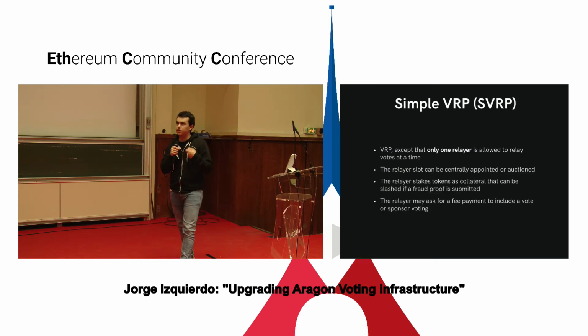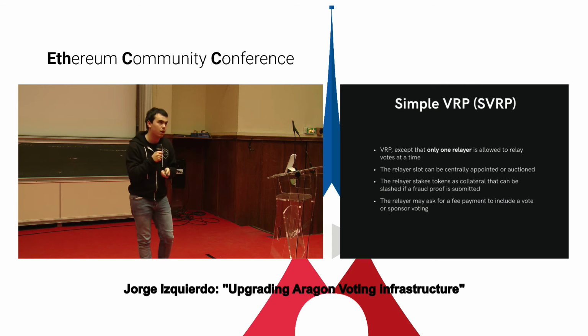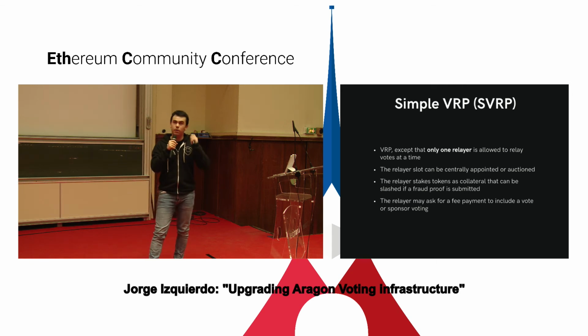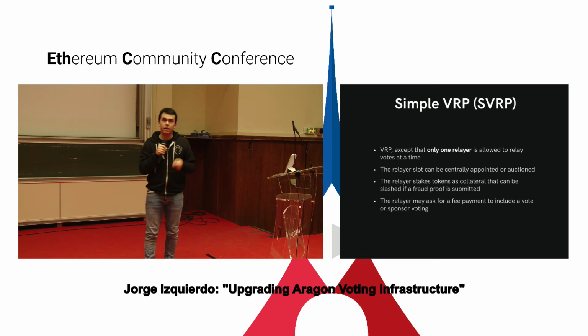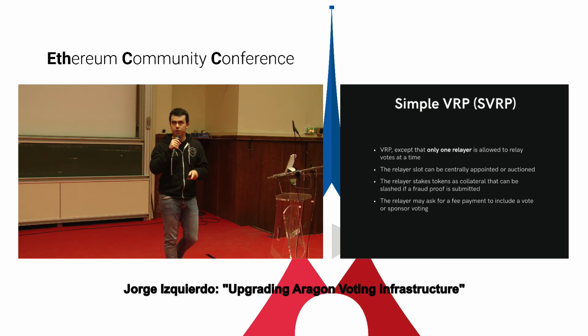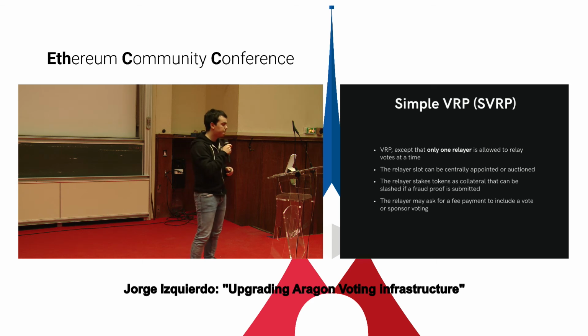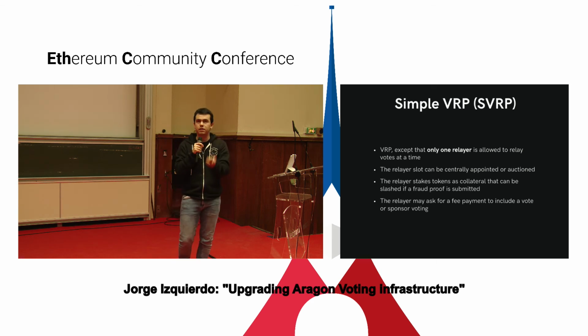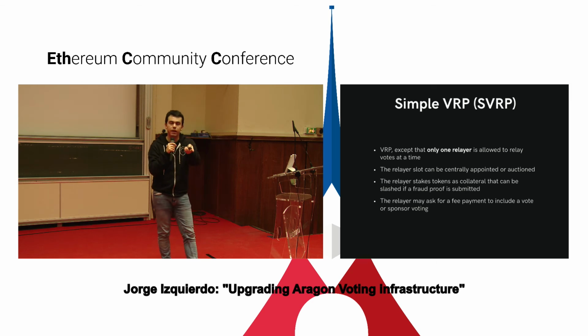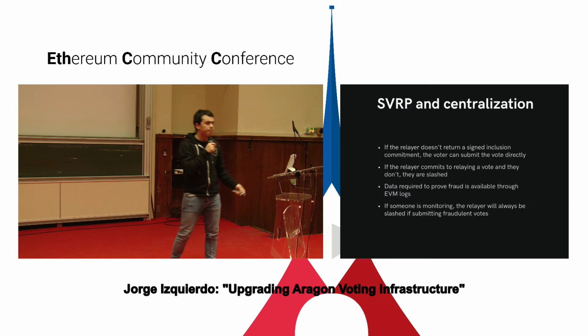And actually, the version of VRP that we've been posting now, we're calling it simple voting relay protocol because we only allow one relayer to relay votes at the same time. This allows us to simplify a lot of issues in regards to relayers griefing each other, with voters sending votes to multiple relayers. And this central relayer can be either centrally appointed, like the organization said, this entity is going to be our relayer, or it can be auctioned because these relayers can earn fees.